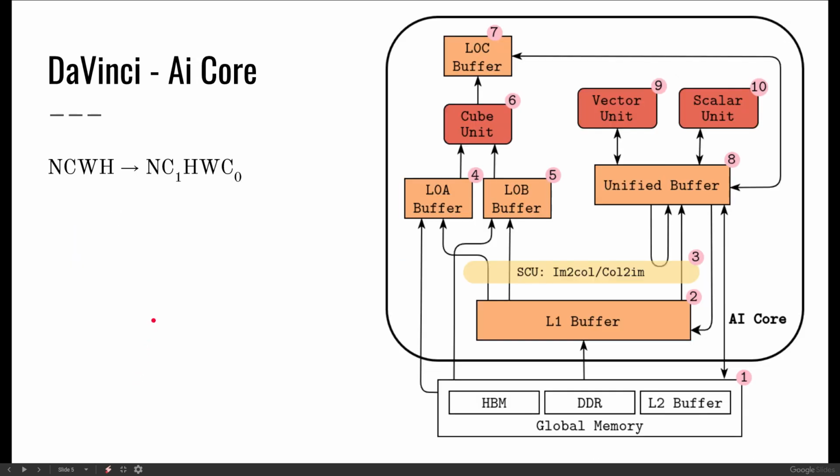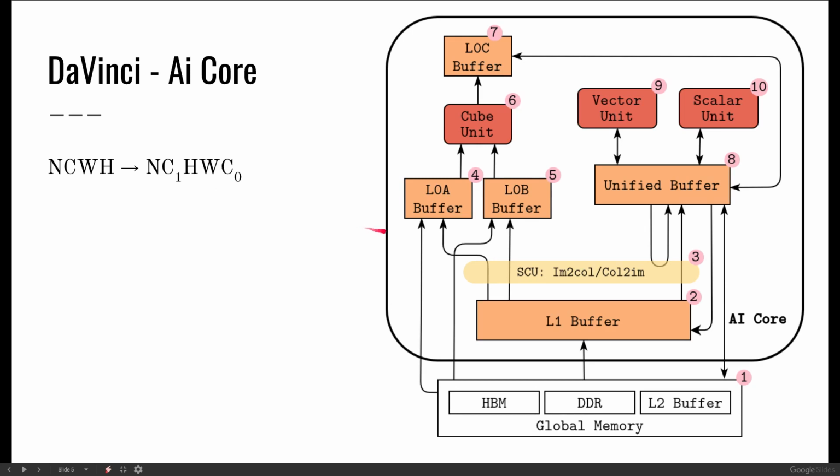Going into a little more detail on the main component of the DaVinci architecture, the AI core, we can see in this figure that it has mainly three units: a scalar one, a vector one, and a cube one. The cube unit is mainly responsible for matrix multiplication and convolution. Instead of vectors or scalars, it takes small matrices as inputs. Those matrices are called fractals, and they have a fixed shape. This fixed shape is 16 by C0. C0 is a fixed length dimension that will vary depending on the data type.